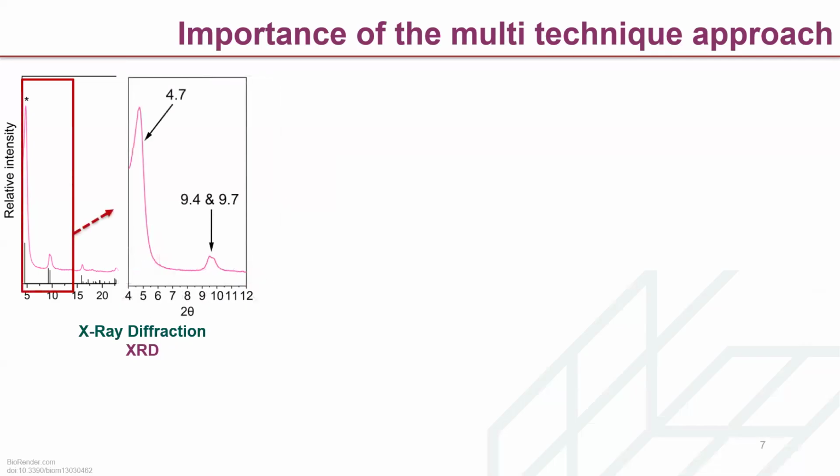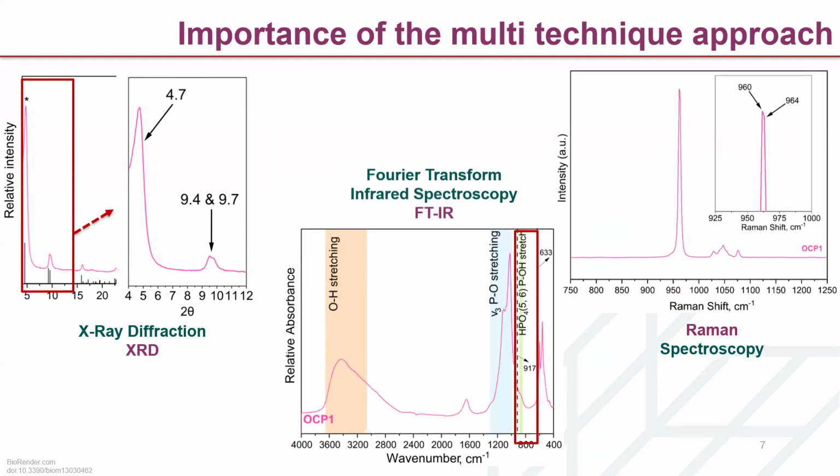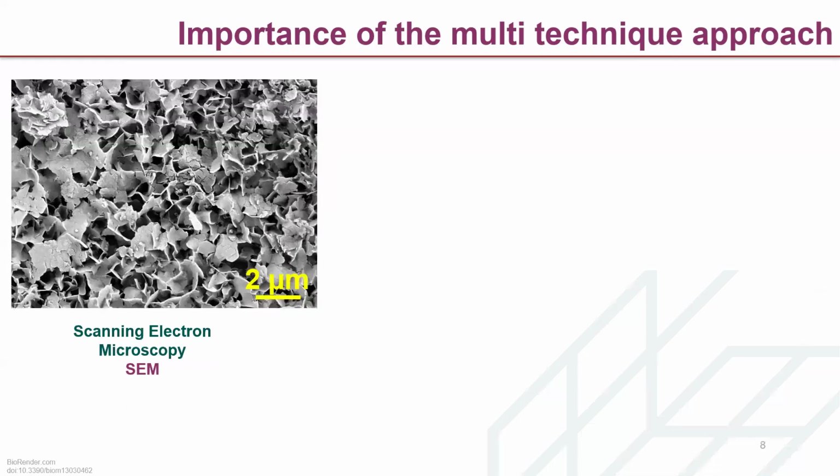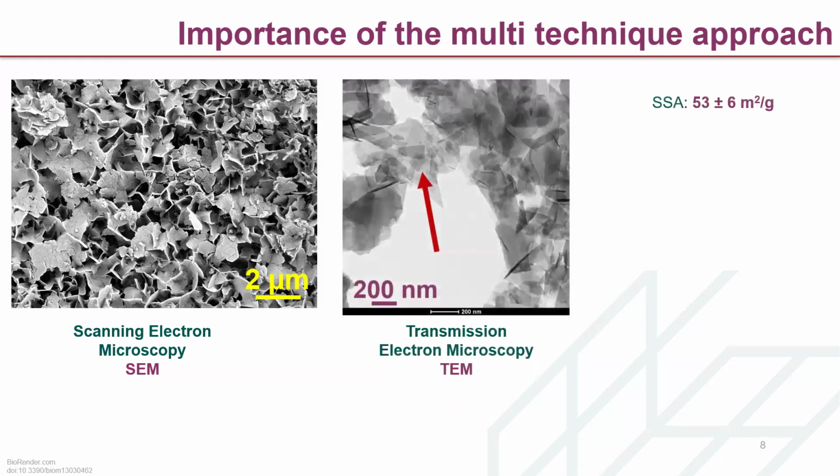As we said, OCP is quite similar to hydroxyapatite, which is why it's important to look at its molecular structure. We performed FTIR and Raman and confirmed the presence of the hydrogen phosphate ion, which is very specific to OCP. SEM displayed the plate-like morphology of OCP particles with a size of 1 to 2 microns, and with TEM, we noticed that the particles have a very big tendency to agglomerate, while the size of an individual crystal goes almost to 200 or less nanometers.